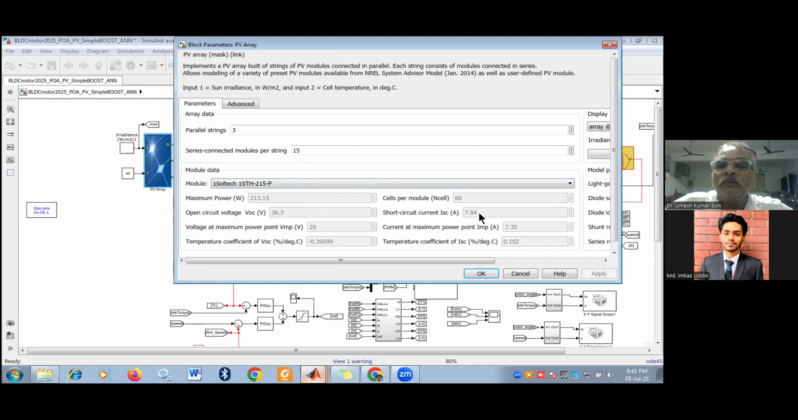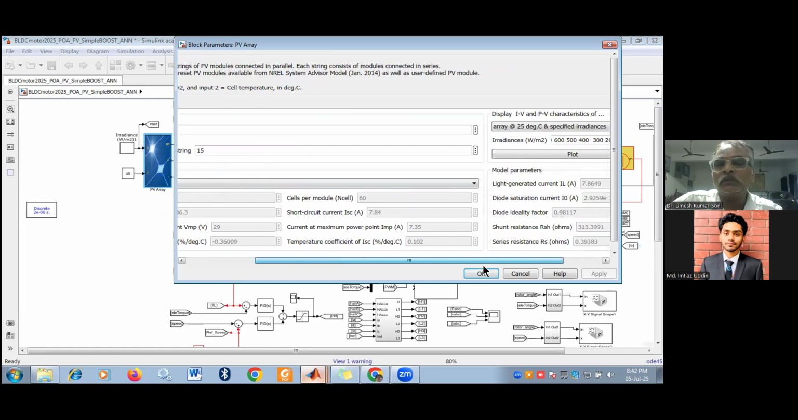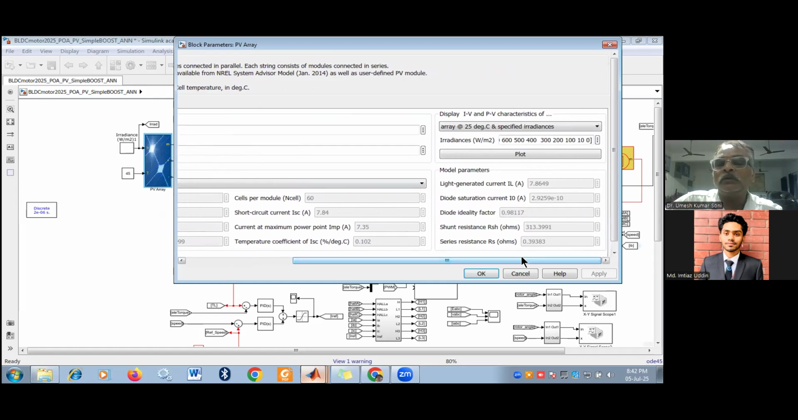When we are talking about the ISC, the ISC will be multiplied by 3 for the whole array, because one module has 7.84. So the overall short circuit current of the whole array will be 7.84 multiplied by 3. And the overall current of the array at maximum power point will be 7.35 multiplied by 3. So we can understand from here how the arrays and individual modules are working.